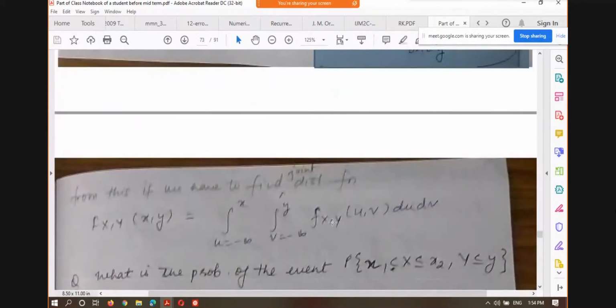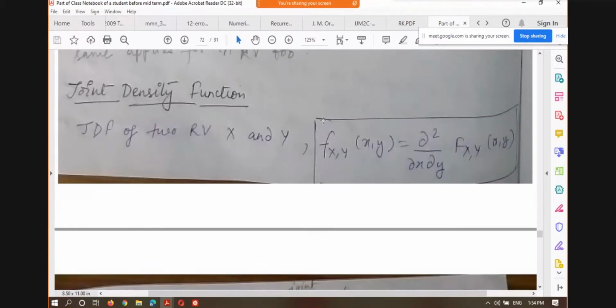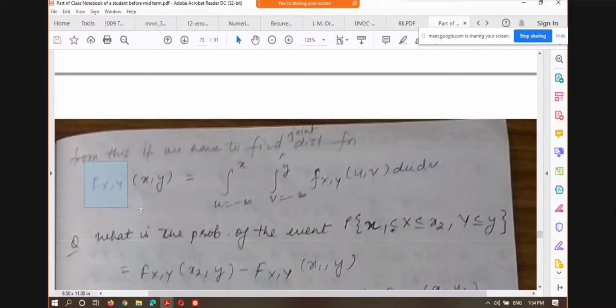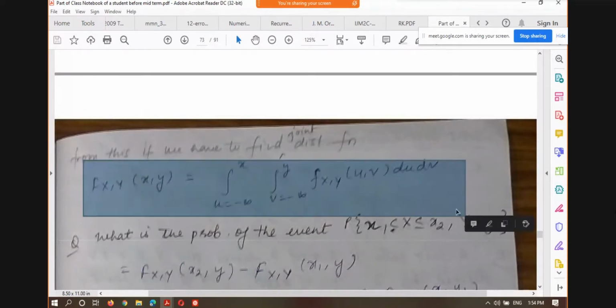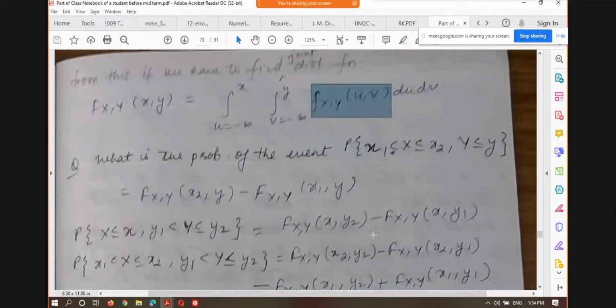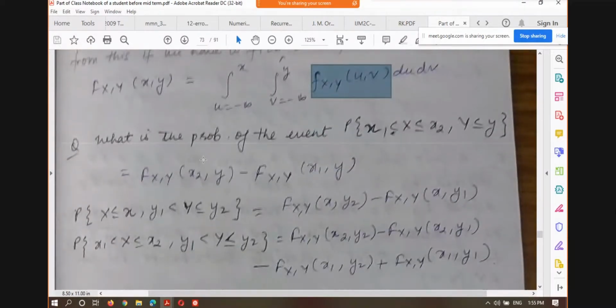And similarly, from the joint density function f(x,y), you can also calculate the joint distribution function. The joint distribution function can be calculated from the joint density function through this: the integral of u from minus infinity to x, v from minus infinity to y, of f_XY(u,v) du dv. And other results are also like this.